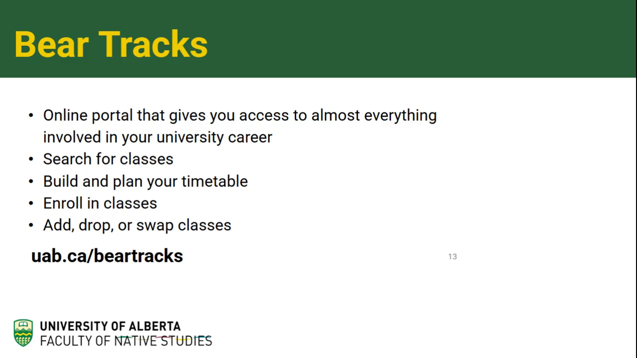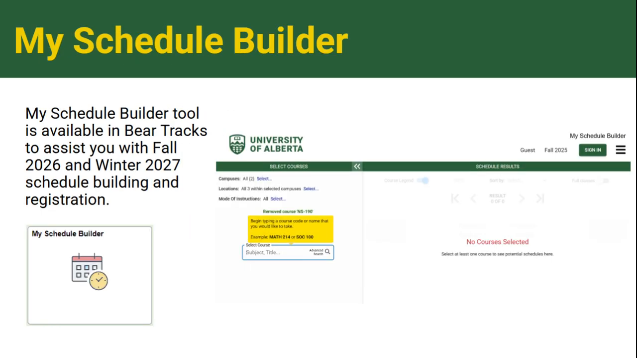By now, you should be familiar with Launchpad. However, for course registration, you will be using Bear Tracks. This is our online portal that gives you access to almost everything. You can search for classes, build your timetable, enroll, add, drop, or swap classes. And in Bear Tracks, you have my schedule tool. So this is available to you to assist you with fall and winter schedule building and registration.